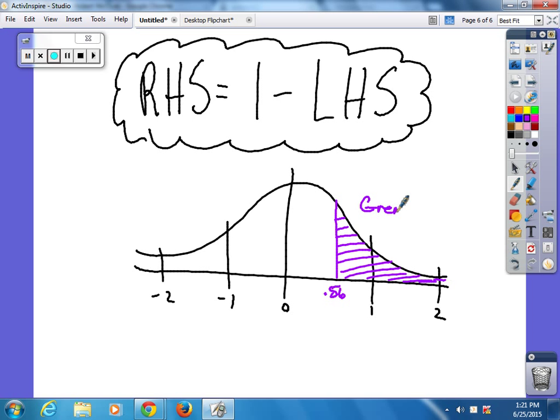Greater than 0.56. And the greater than is the right-hand side. And the right-hand side is equal to 1 minus the left-hand side. Now, why is that? That is because of table A2.